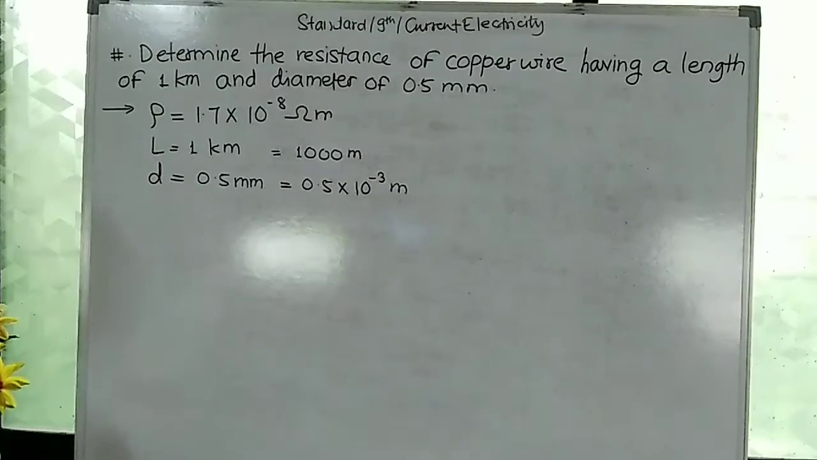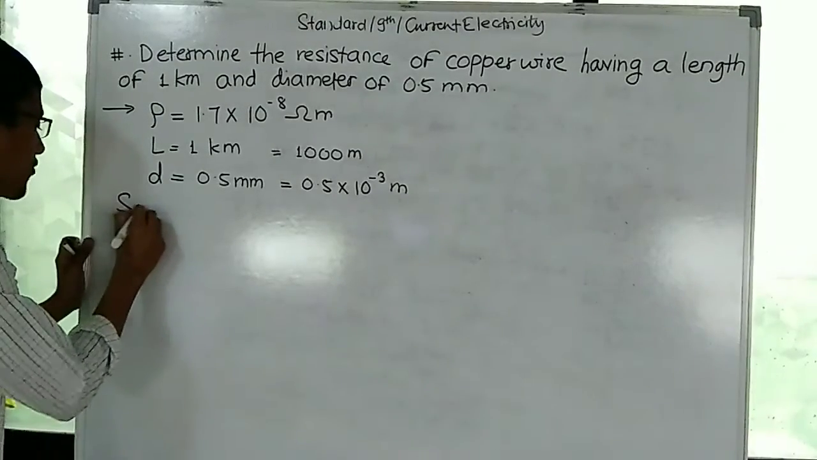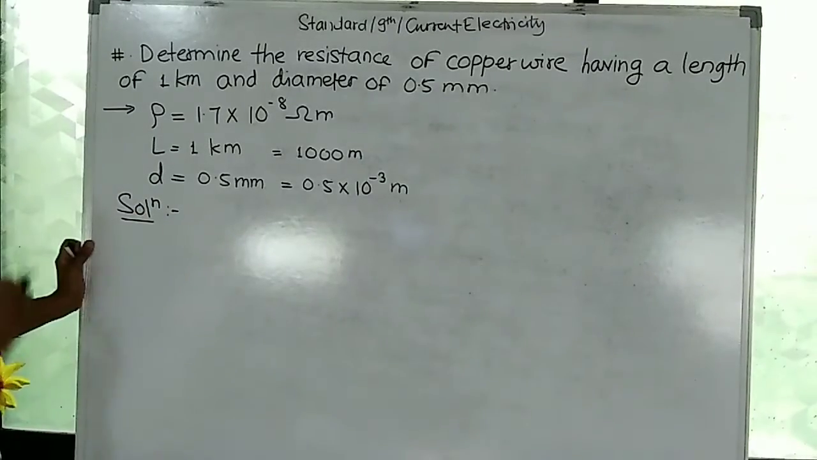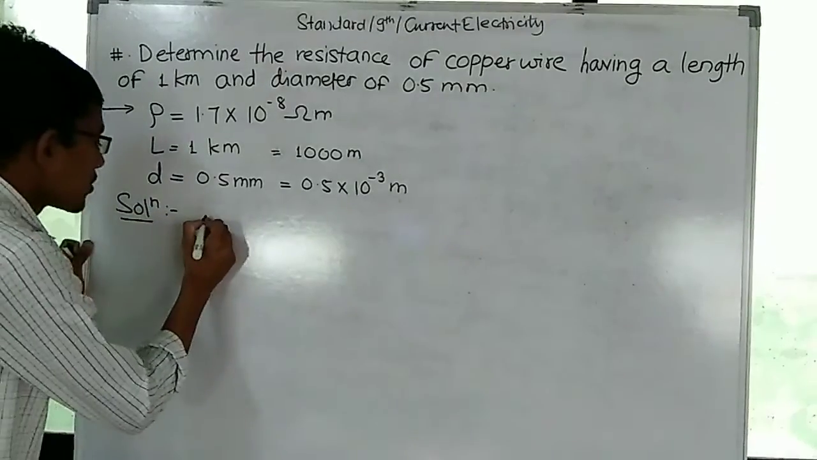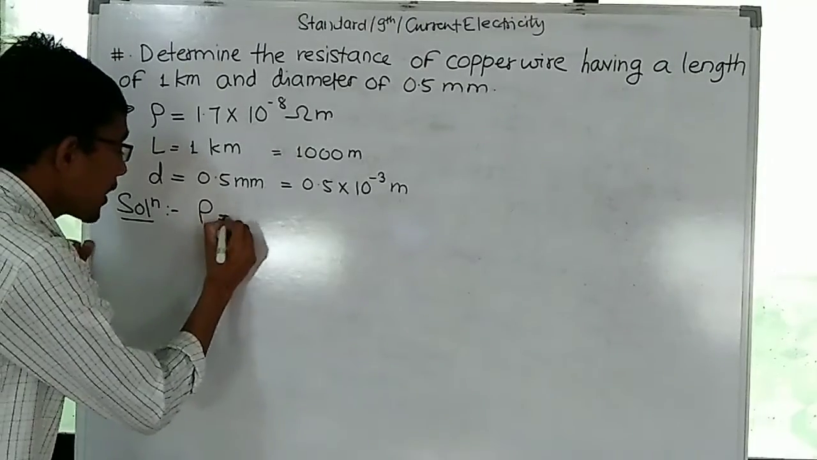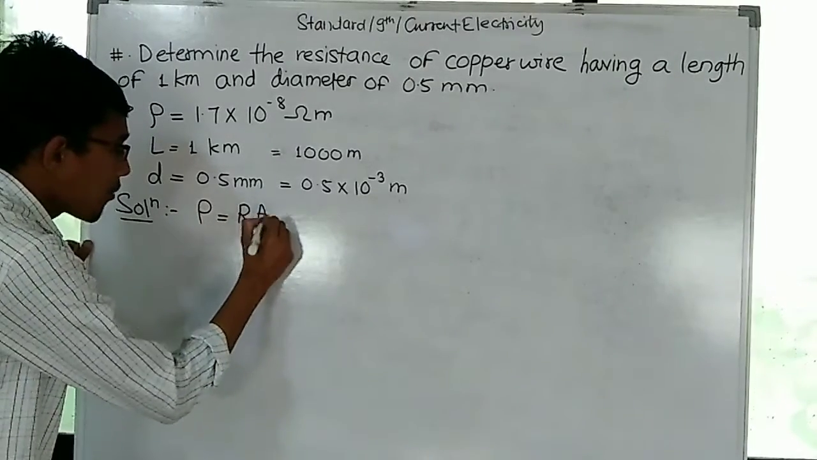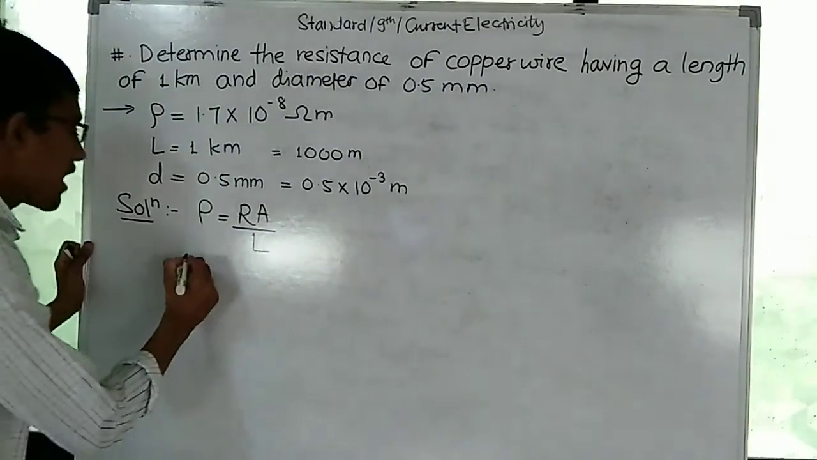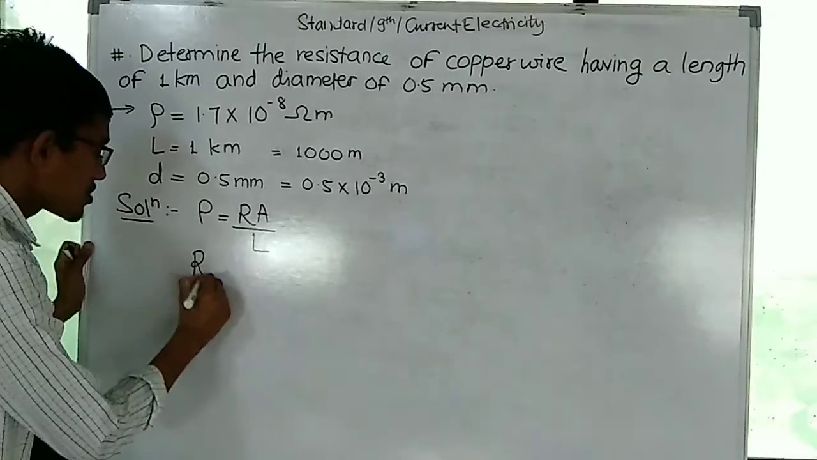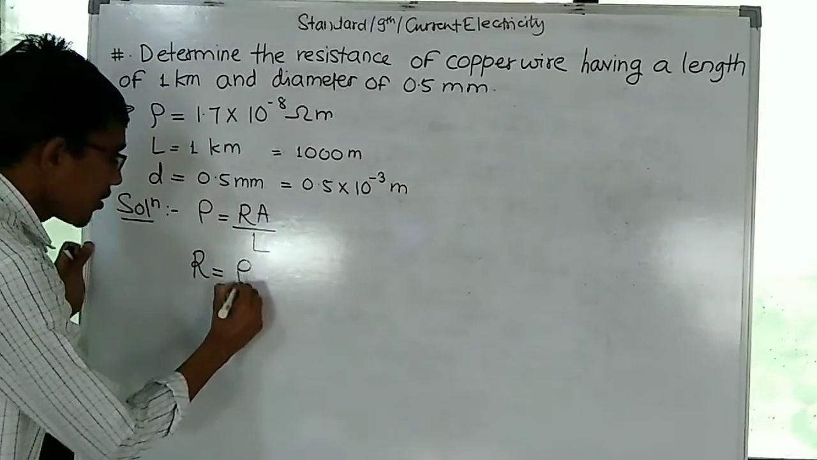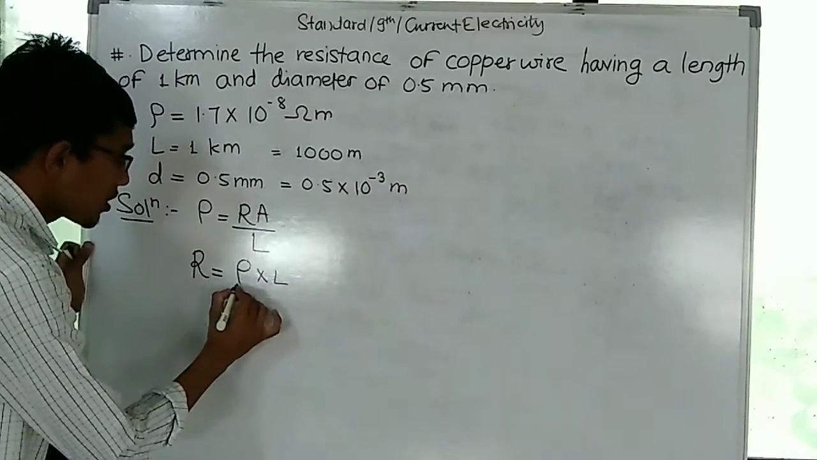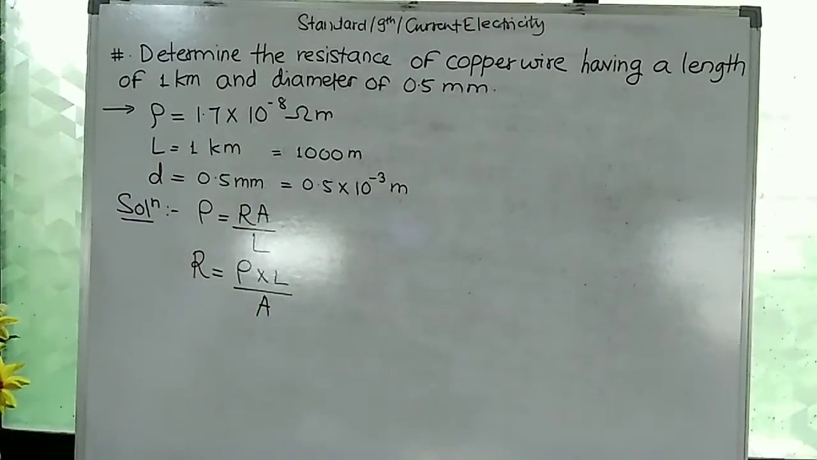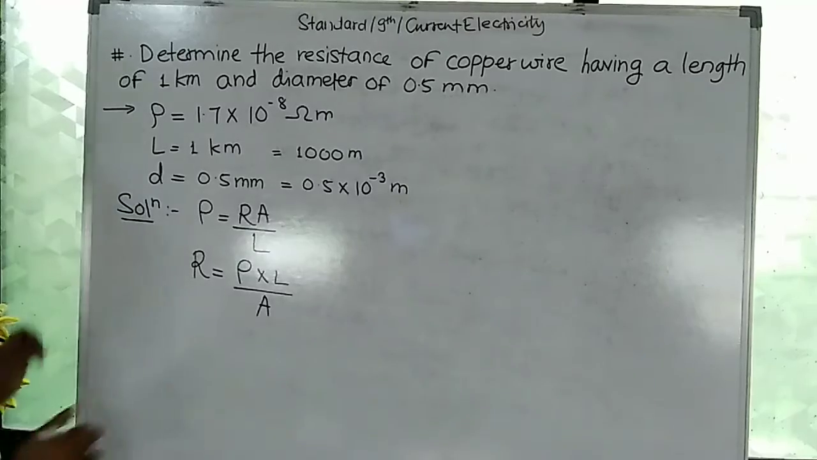Okay, now we know the formula. Same formula we are going to use, which we have used in the previous numerical. The resistivity is given by RA upon L. Now what we have to find? We have to find the resistance. So resistance is equal to resistivity into length upon area.